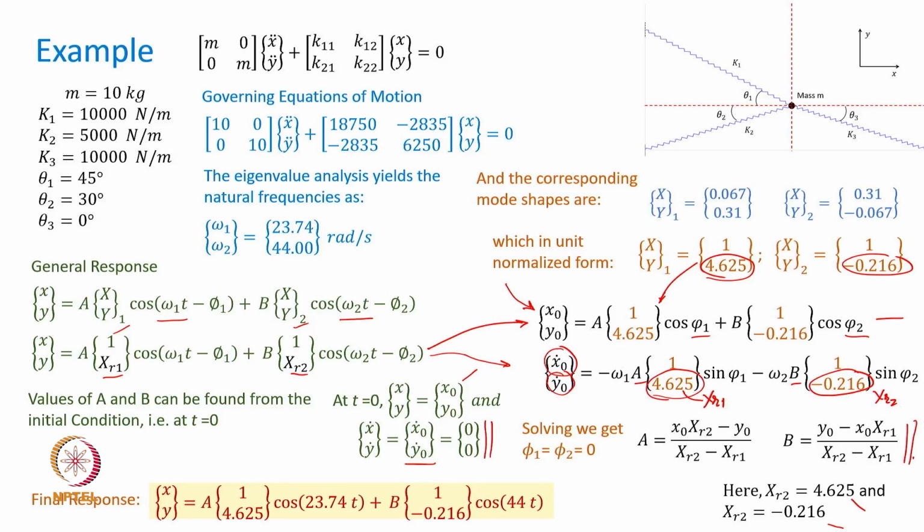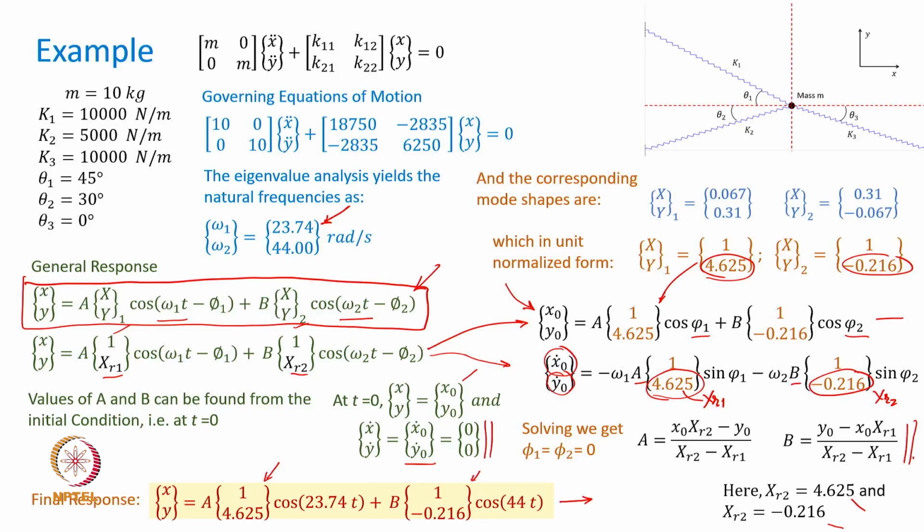So obviously, I substitute these a and b back into this equation, which was our general solution. In that, if you substitute phi 1 equal to 0, phi 2 equal to 0, omega 1 and omega 2 are obtained already as the two natural frequencies, and of course the unit normalized mode shapes as given here. I can write that this is my final expression.